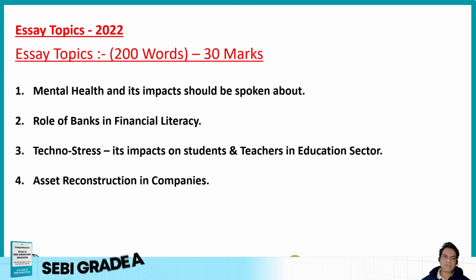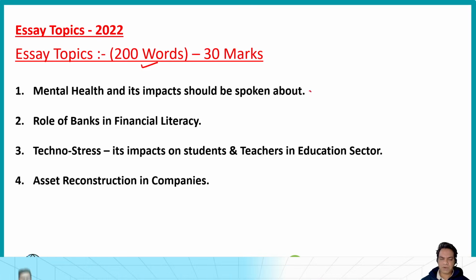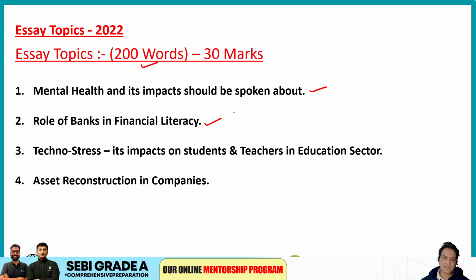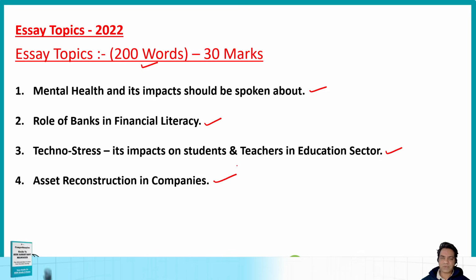Now let's look at the year 2022. The word limit was 200 words, and the topics given were: mental health and its impact should be spoken about. Remember, in 2022 we were just out of COVID. Role of banks in financial literacy, again a very important topic about finance. Third was techno stress and its impact on students and teachers in the education sector, something based on current affairs. And again, a topic based on management: asset reconstruction in companies, finance and management. So these were the topics that were asked in the year 2022.